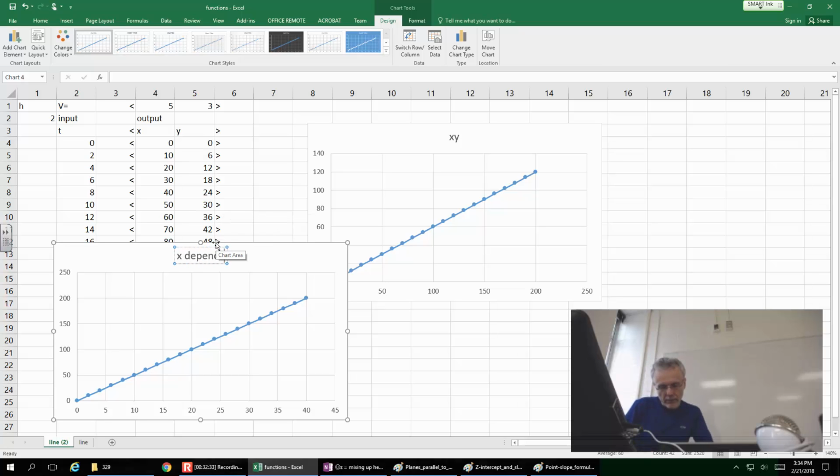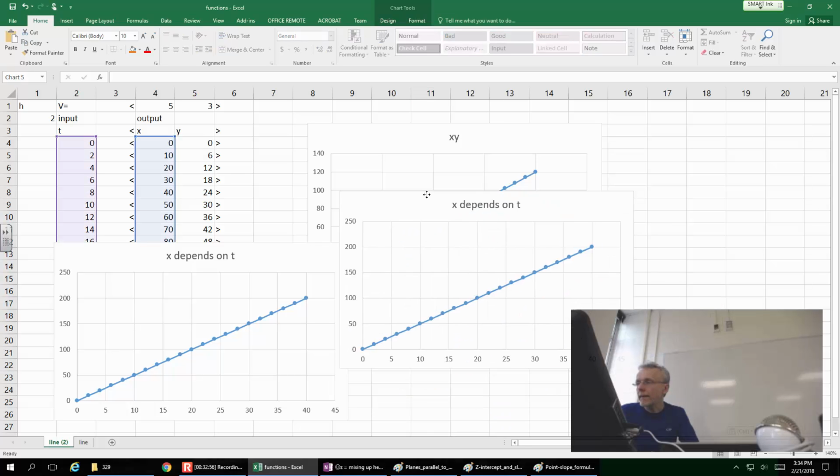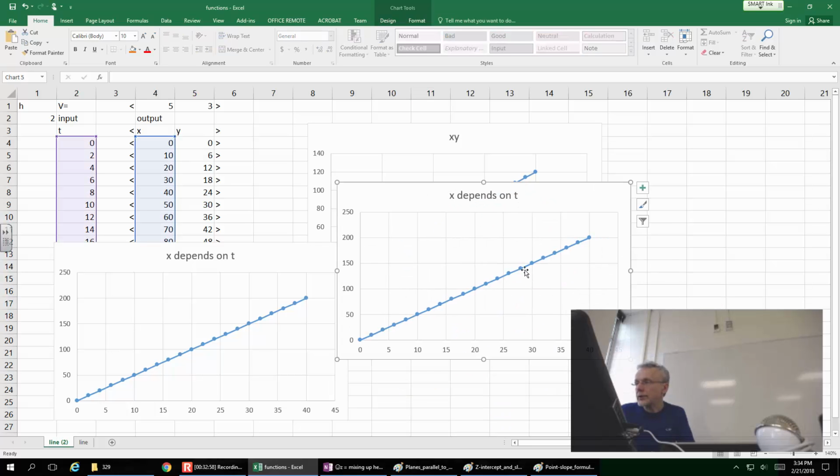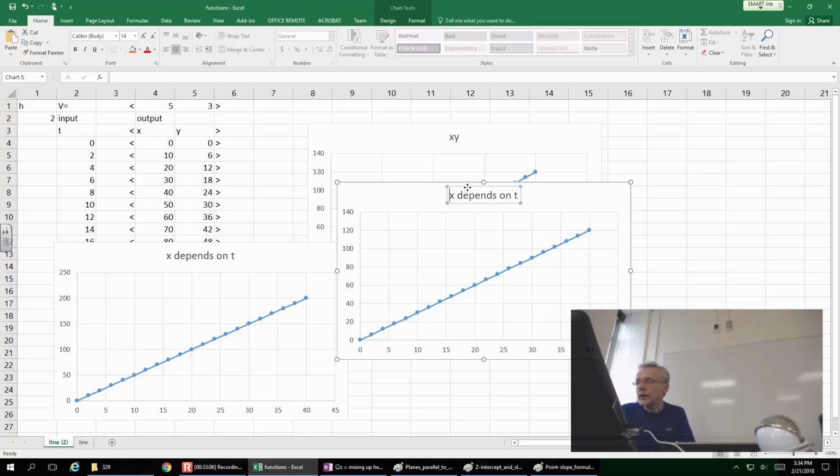x depends on t. Once again, I highlight dependence of x on t. Then I can do the same with y. So this is going to be y depends on t. If I just do this, and I change this, it is y depends on t.